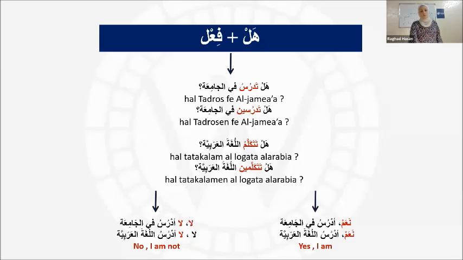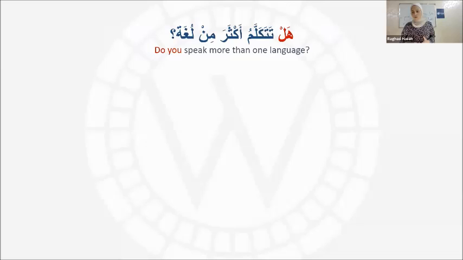Now let's complete. So as we said, هل plus فعل could be negated with لا, not. So no, not, double لا. So لا أدرس في الجامعة, or لا, لا أدرس اللغة العربية. Okay, let's move to the second question. هل تتكلم أكثر من لغة؟ So, do you speak more than one language? As you see here, هل followed with the verb تكلم, speak. If I want a negation for this question, it will be لا, لا أتكلم. I can't say ليس or لست, because ليس is just negation for a noun, هل plus اسم.